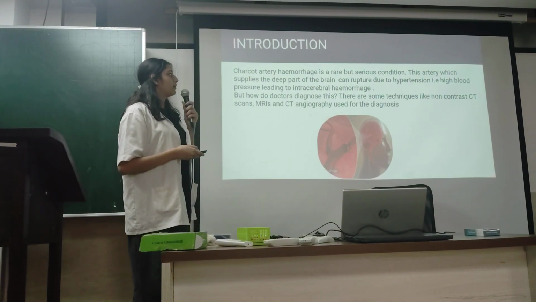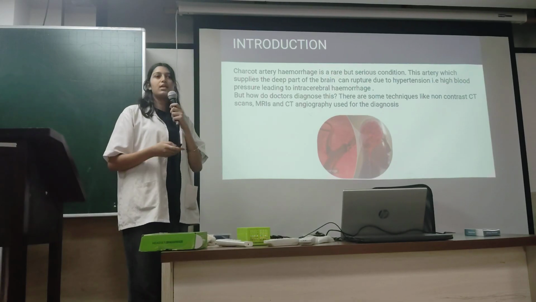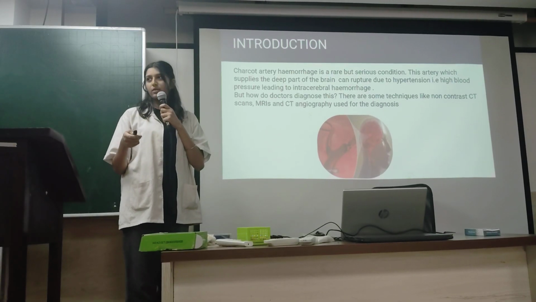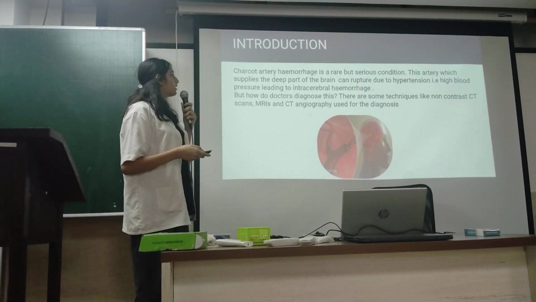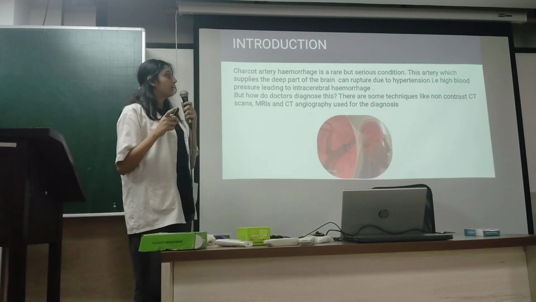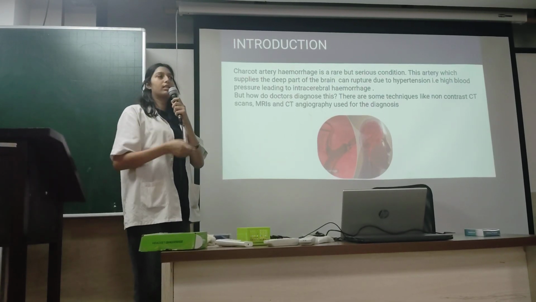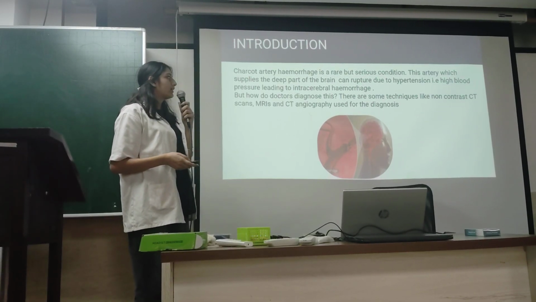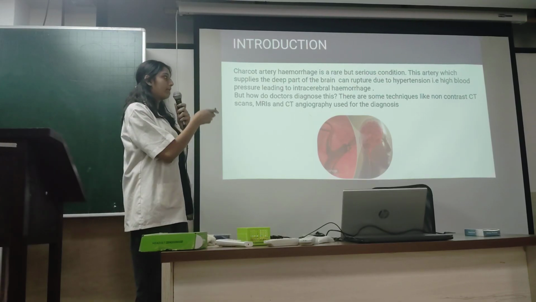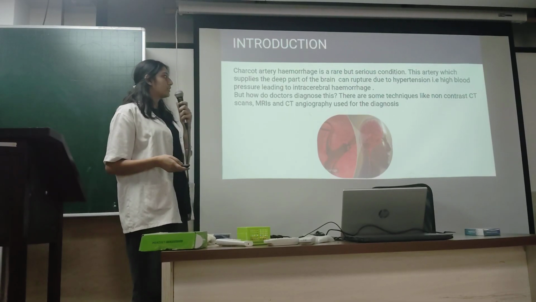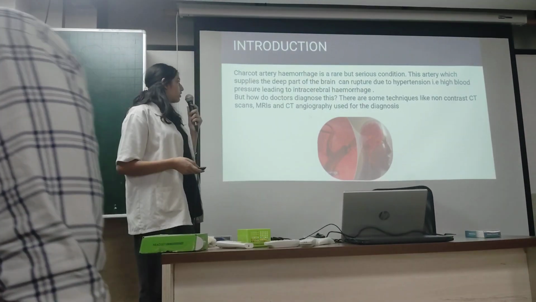The Charcot artery hemorrhage is a rare but serious condition. This artery supplies the deep parts of the brain, which includes the internal capsule and the basal ganglia. This artery can rupture in cases of hypertension, that is high blood pressure, leading to intracerebral hemorrhage.